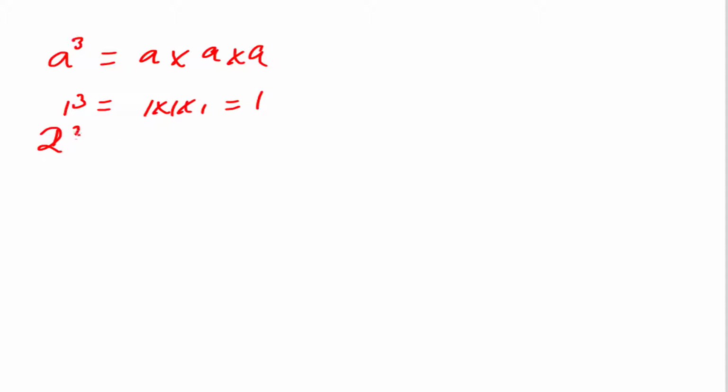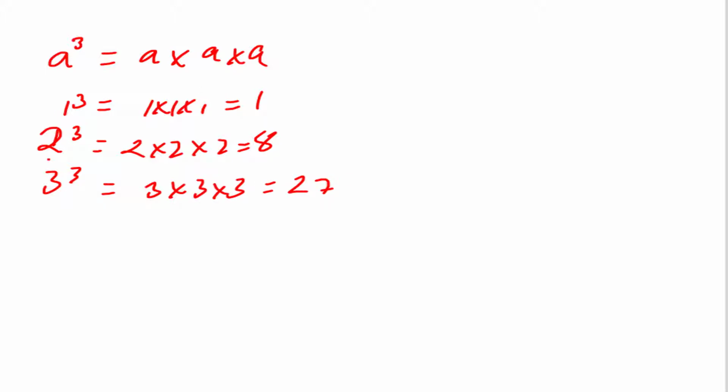Alright, so now let's do cubes. If you go say any number to the power of 3, that's the same as a times a times a. So let's give you guys an example. You got 1 cubed, that equals 1 times 1 times 1, which is 1. 2 cubed, 2 times 2, which is 4 times 2, that equals 8. 3 cubed, that equals 3 times 3 times 3, which is 27.